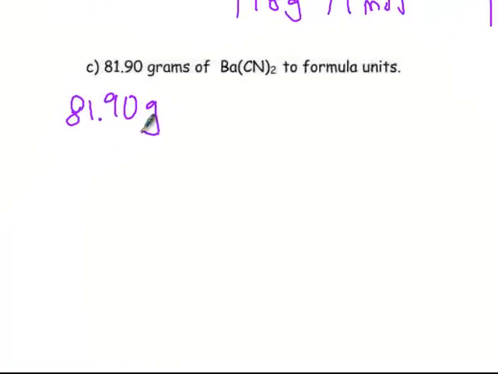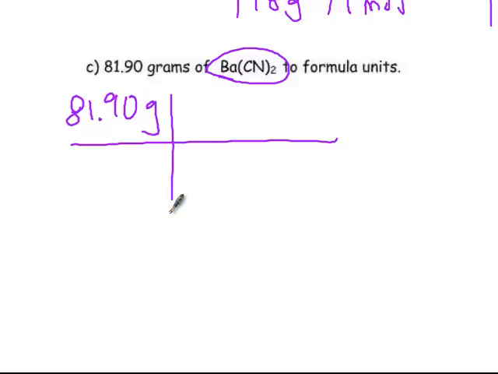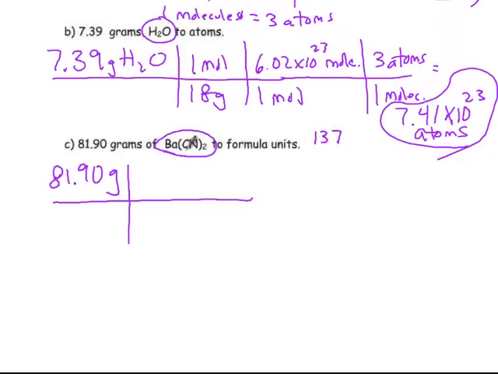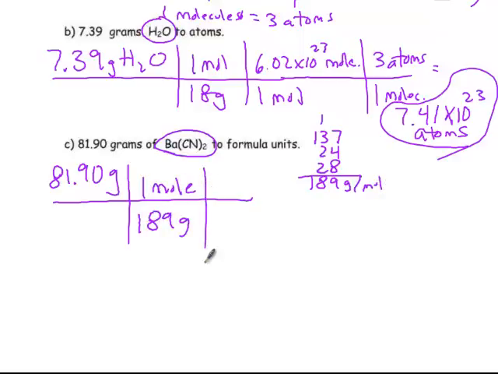81.90 grams of Ba(CN)2. So that's barium cyanide. We need a molar mass. So barium is 137. 2 carbons times 12. 2 nitrogens times 14. Add them up. We get 189 grams per mole. So there's the molar mass of that. So 189 grams in 1 mole of barium cyanide.